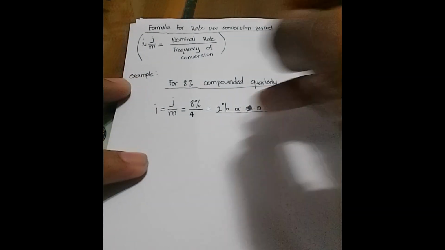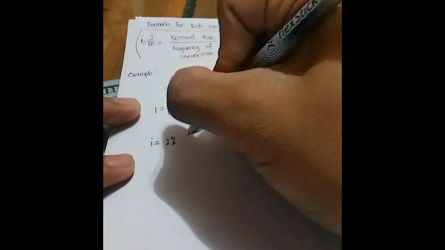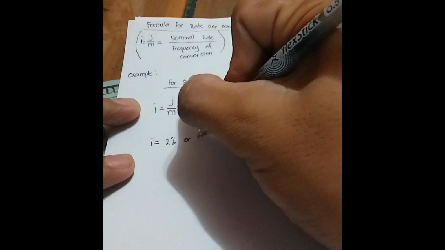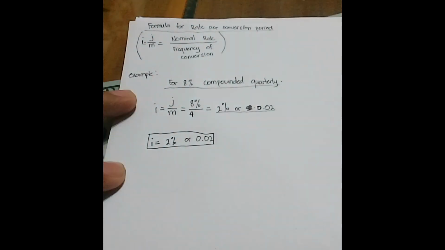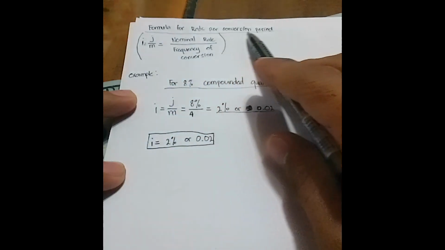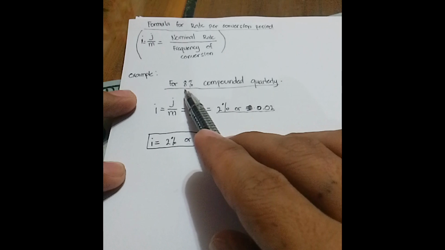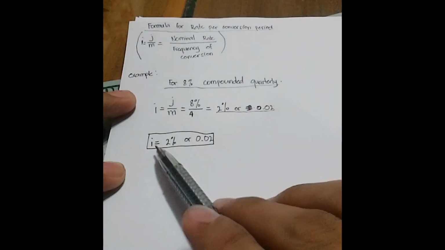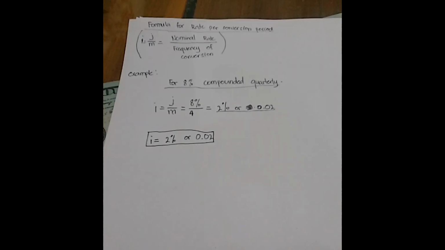Kailangan mo ulit siya isulat separately para mas malaman kung ano yung final answer mo. So I is equal to 2% or 0.02. This will be your final answer. Let's have another example.